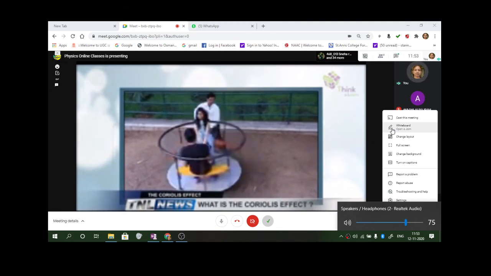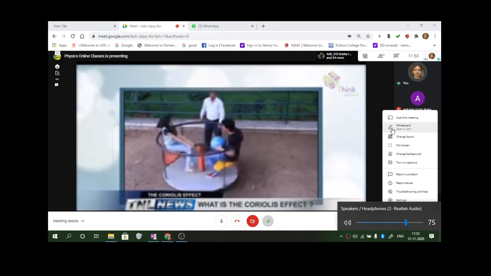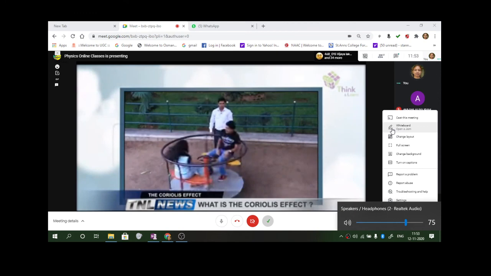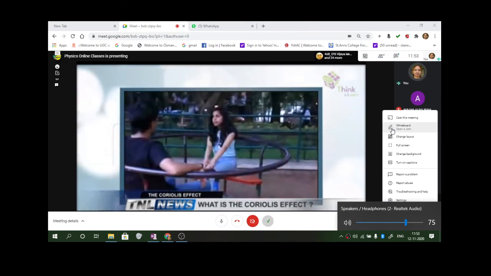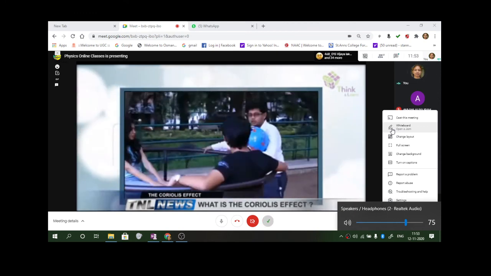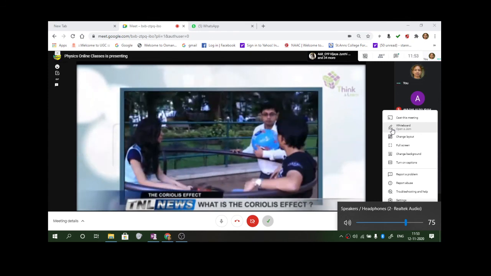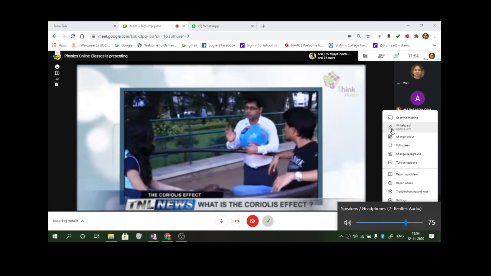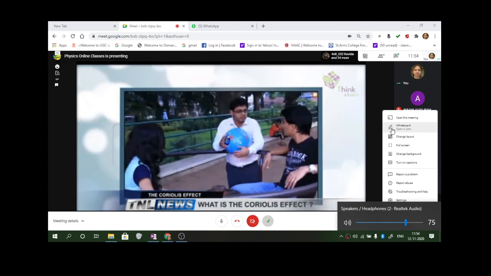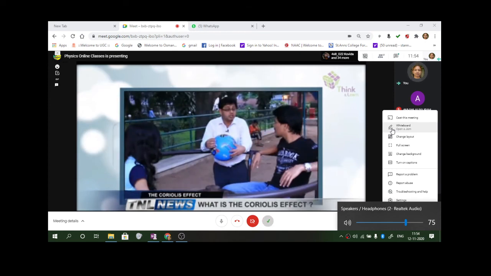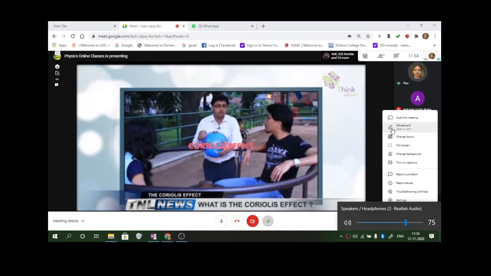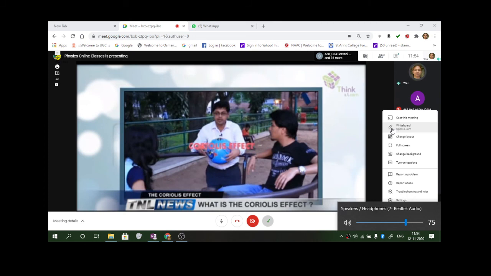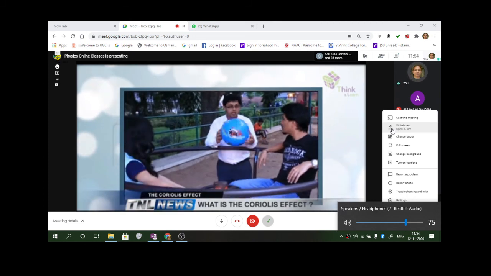So he is trying, okay, let me give you. Initially they are able to throw the ball at each other. And this man is now making them rotate. So when they rotate, what happens? The ball actually moves, just see. If a girl is throwing the ball, it doesn't reach the boy, it goes in the right direction. Similarly, the boy, when he throws, it goes onto the left.